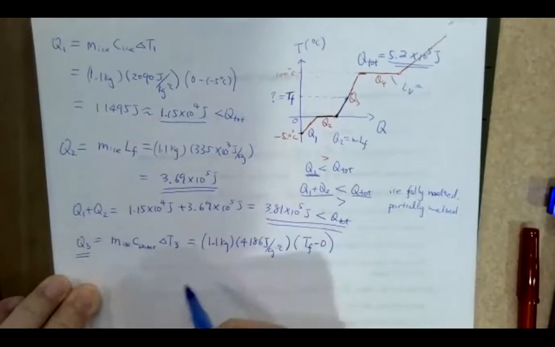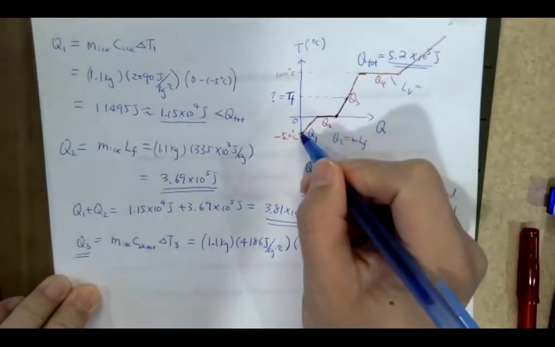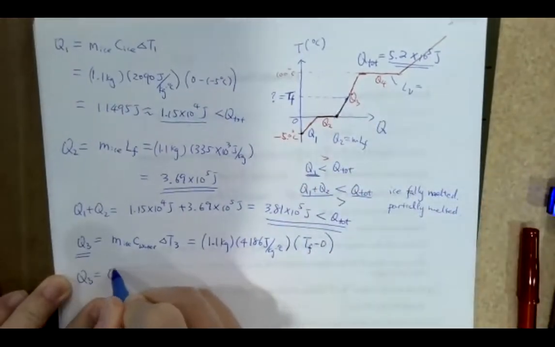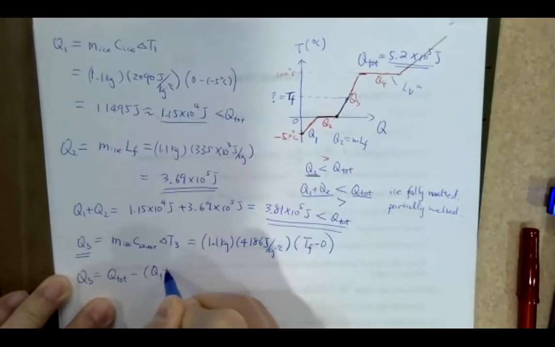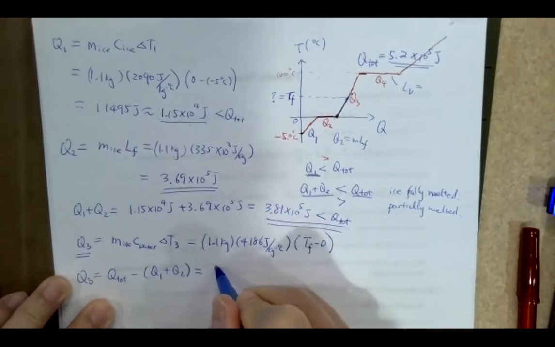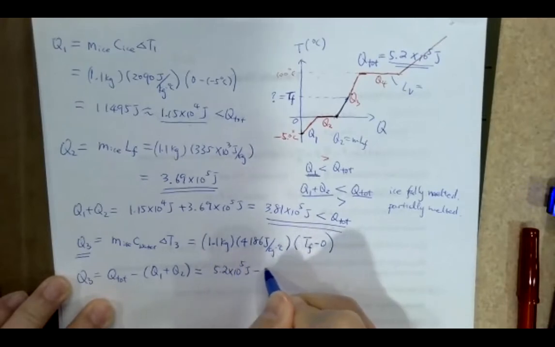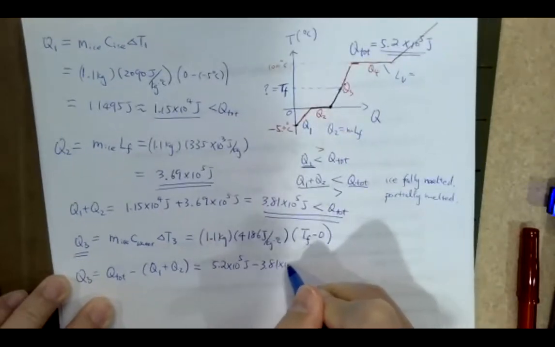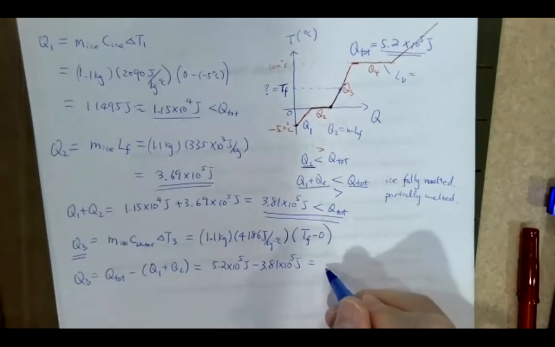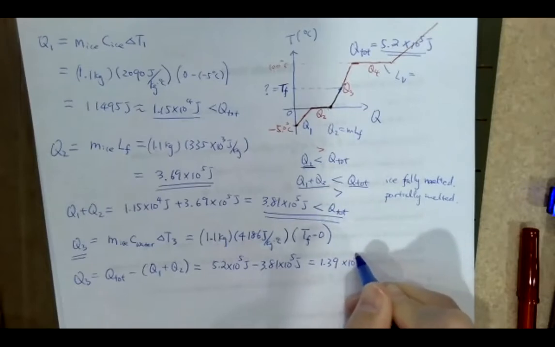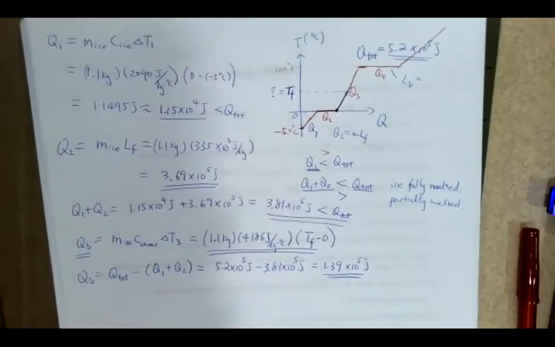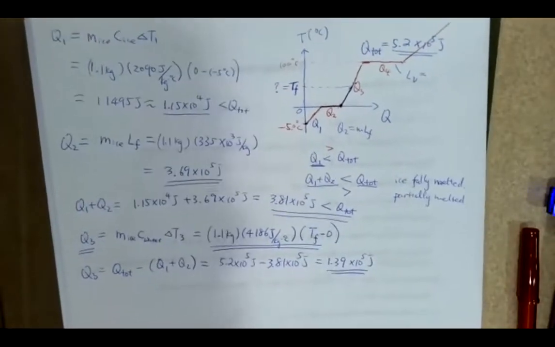this Q3 should be the remaining heat, right? After these two parts. So that Q3 should also equal Q total minus (Q1 plus Q2), right? So that's equal to 5.2 times 10 to the fifth joules minus this 3.81 times 10 to the fifth joules, okay? So that's equal to 1.39 times 10 to the fifth joules. Now it also equals this expression. So you can set the two equal to each other and solve for your T final, okay?